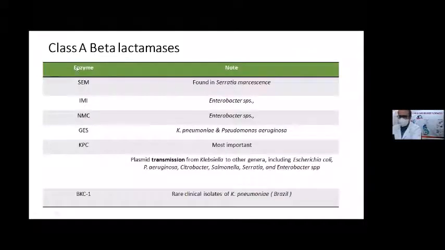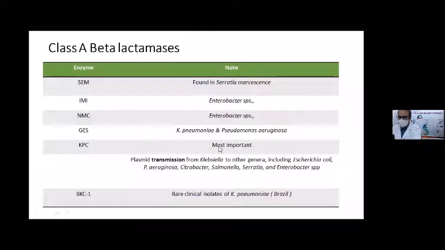Now, as you can see further, as we have discussed already, SME and IMI are chromosomally encoded, so they are typically found in one species of bacteria, like Serratia marcescens. IMI is typically present in Enterobacter. NMC is present in Enterobacter. The other ones, GES and KPC, are not limited to one genus. They are present in multiple genera because of their horizontal transmission, mainly Klebsiella pneumoniae and Pseudomonas aeruginosa.